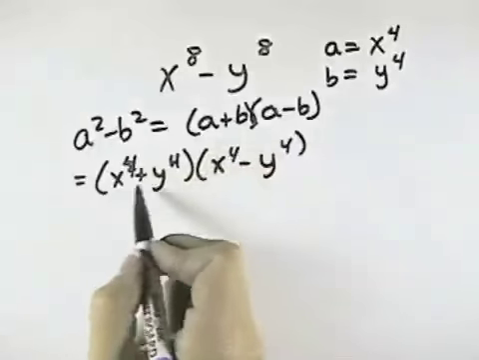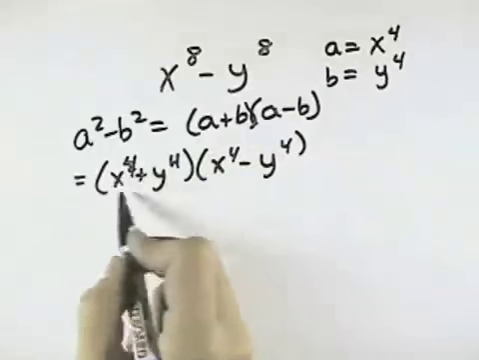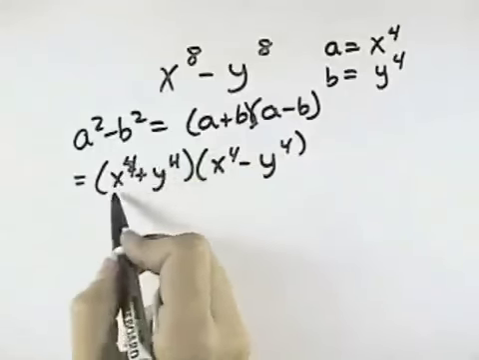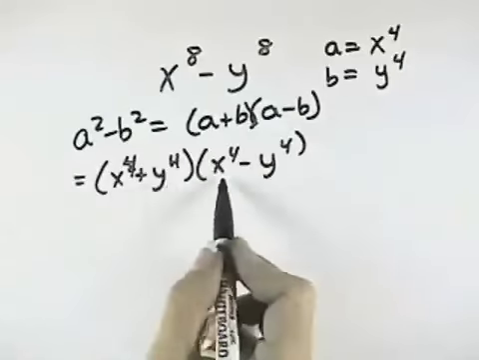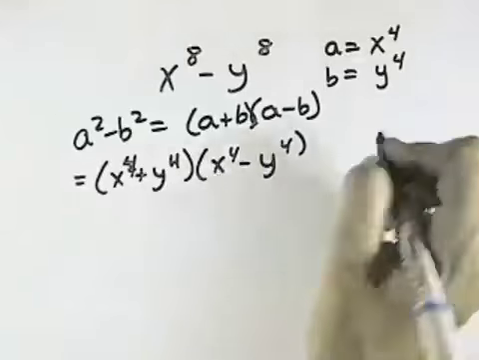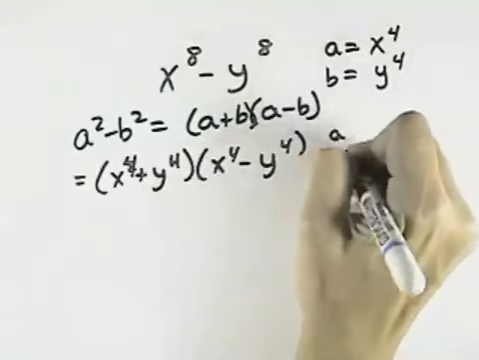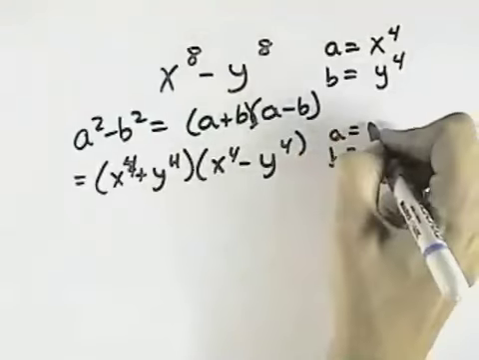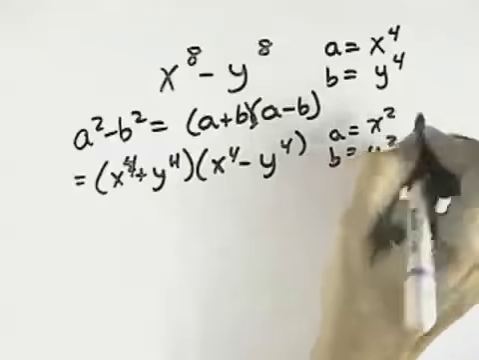Now our first term is the sum of squares. There's no way to factor that. They're not cubes, so there's no other way to factor two terms. But our second factor, we can see we have the difference of squares again. So we need to identify our new a and b, which is the square root of each of these terms, which is x squared and y squared.